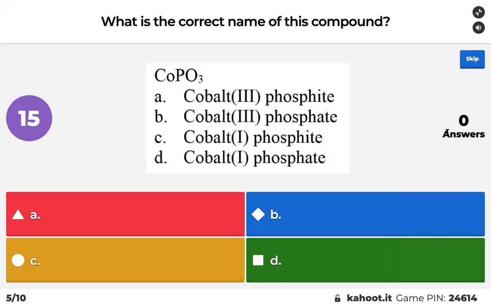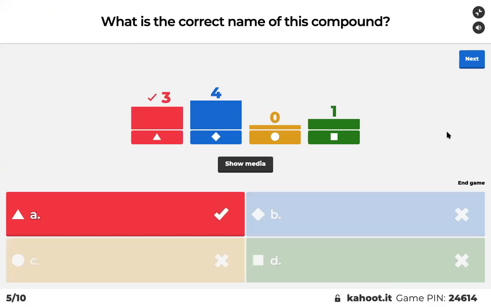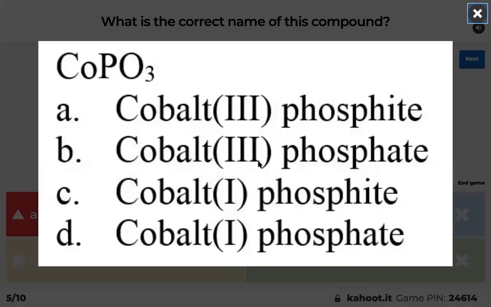All right, this is a tricky one because this has got a Roman numeral and a polyatomic ion. All right, so we're going to split. It looks like most of us picked either A or B. So we got the Roman numeral right, most of us. It was the polyatomic ion that threw some of us off. So once again, if I know the name of that polyatomic ion, two choices can be eliminated right off the bat.